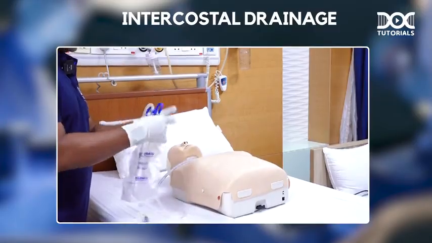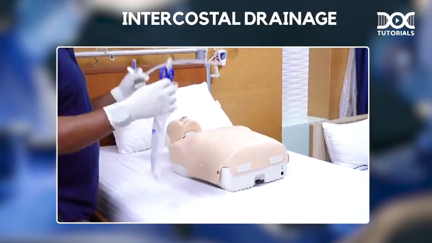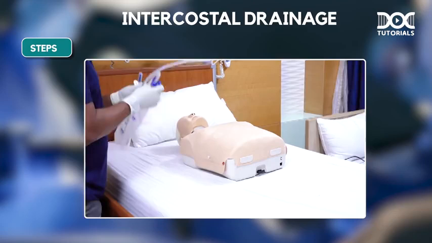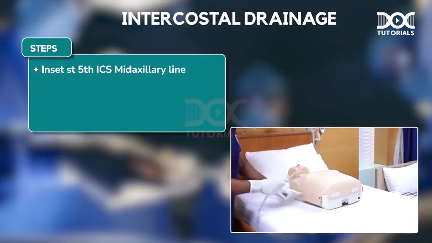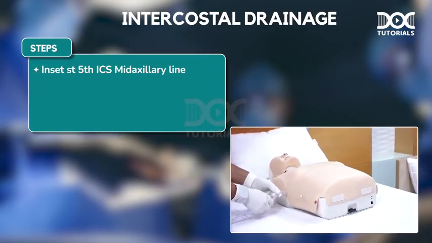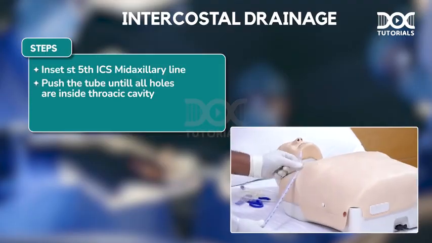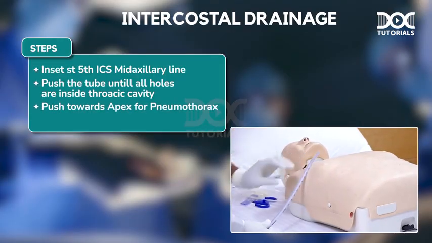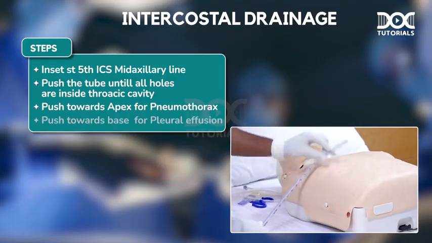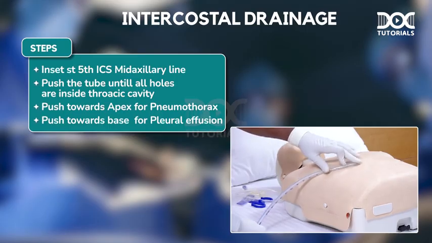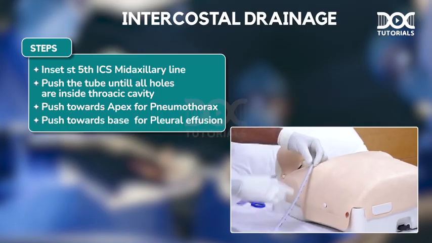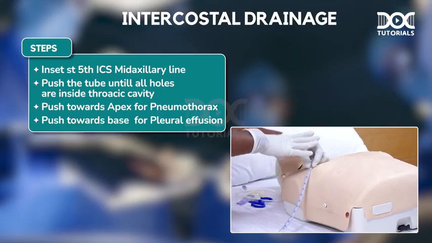So don't forget this. So when you are going to put an intercostal drainage tube, the points you should not forget are, you should put the tube in the fifth intercostal space mid-axillary line. Push the tube, all the holes should be inside. It should face towards the apex in case of pneumothorax. It should face to the base for a case of pleural effusion. And don't forget, these holes all should be inside the pleural cavity.